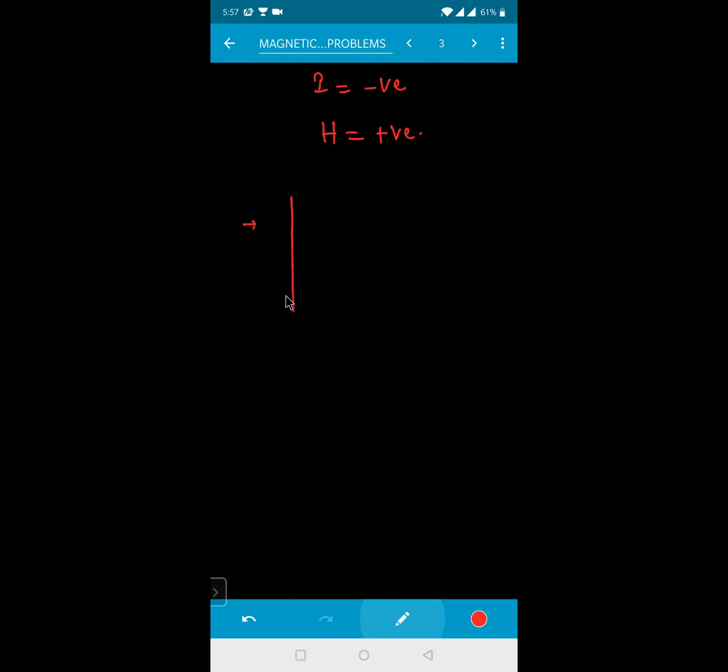If this is the graph of susceptibility with respect to temperature, the diamagnetic metal is independent of temperature. I told you just now. That means susceptibility does not change with temperature. It will remain the same. It is independent of temperature. He has just given a word.